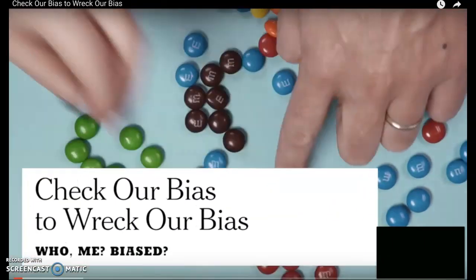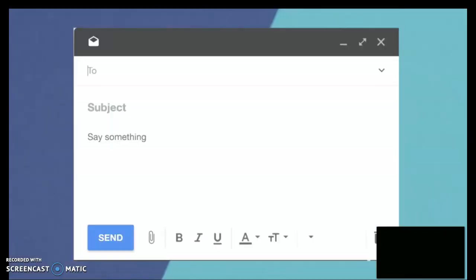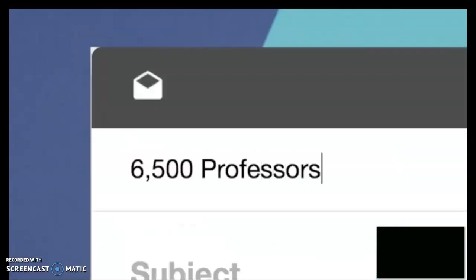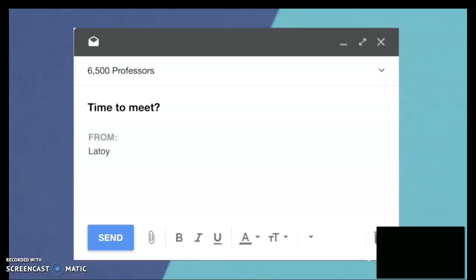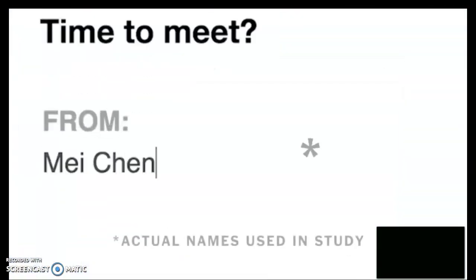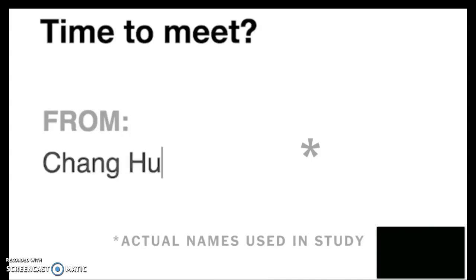Let's look at how to measure bias in ourselves and in others. Here's Dolly Chug from NYU. We sent emails to real professors in real universities. They contacted over 6,500 professors at random from 260 American universities. We sent them an email that looked like it came from a real person asking for a meeting to learn more about the PhD program in that university. But we randomly assigned whether the fictional person sending that email had a name that sounded male or female, and sounded white, Chinese, Hispanic, Indian, or Black.